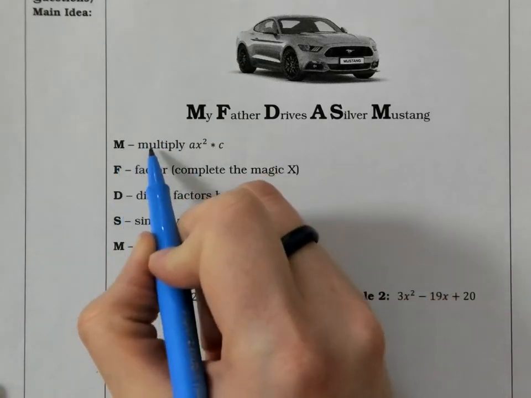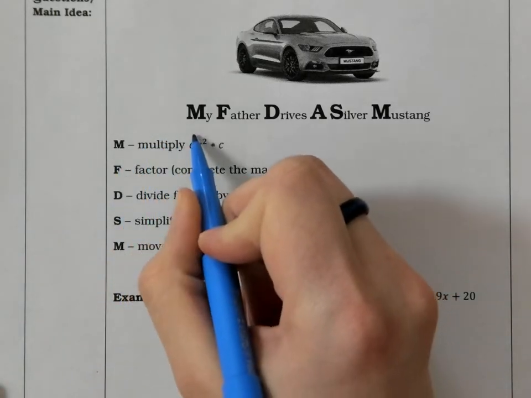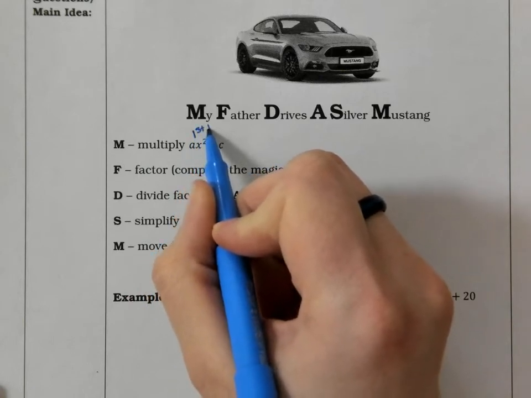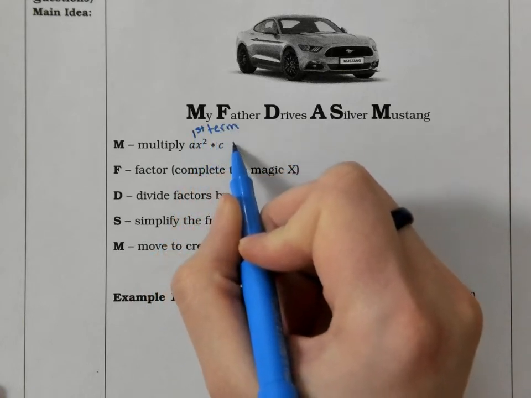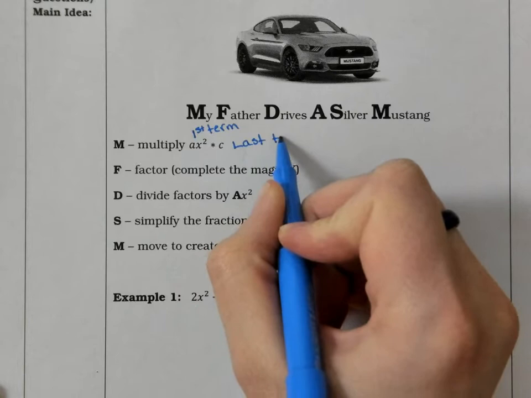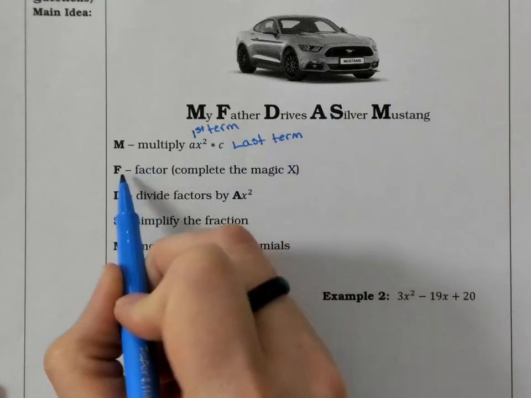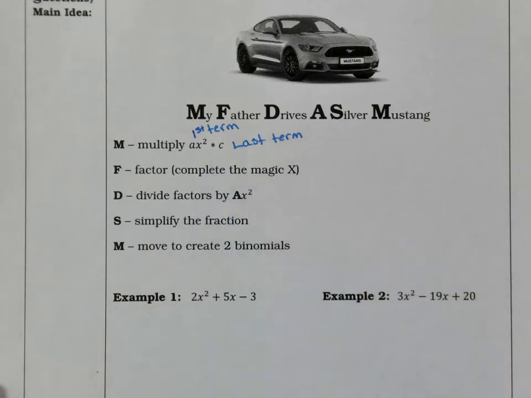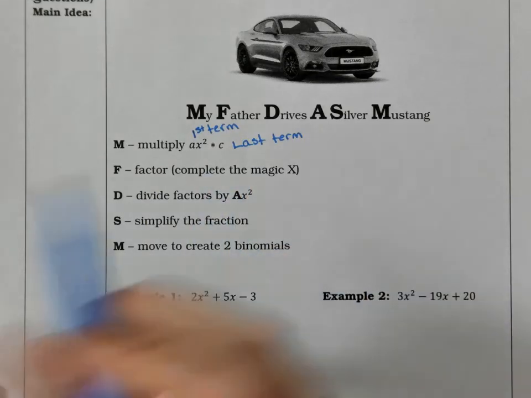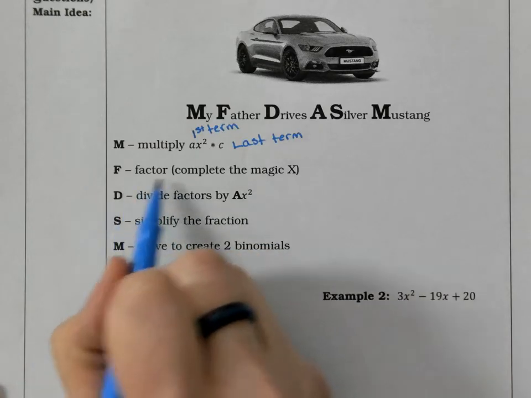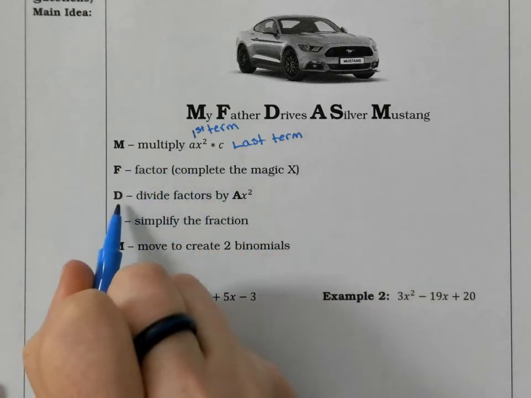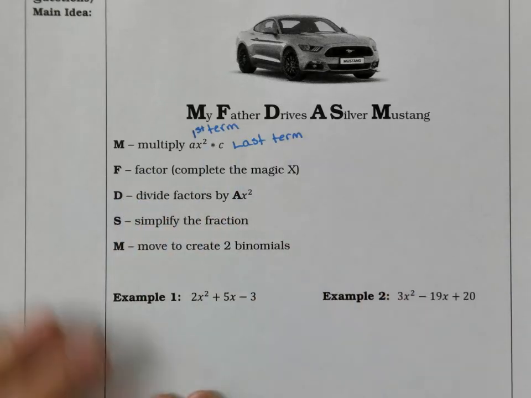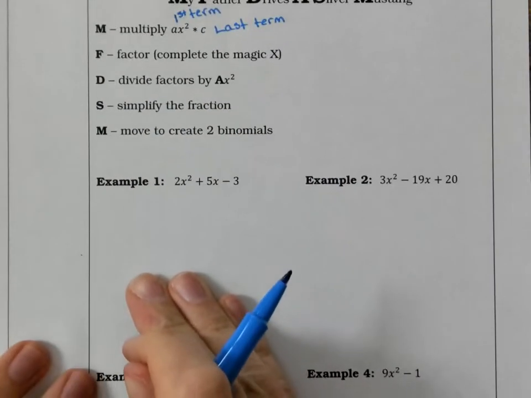So the M stands for multiply. Remember, multiply the first term times the last term. The F stands for factor, which means we're going to fill in the magic x. And actually, those two steps we did already. We practiced doing them over and over. But now we're going to take it a step further. And so let's start with example 1.